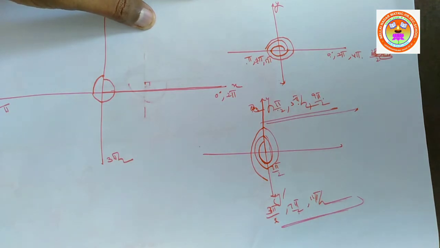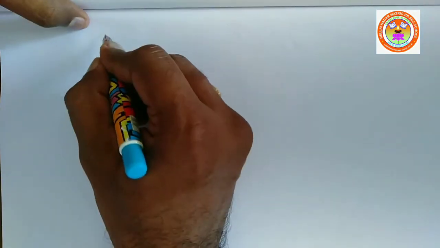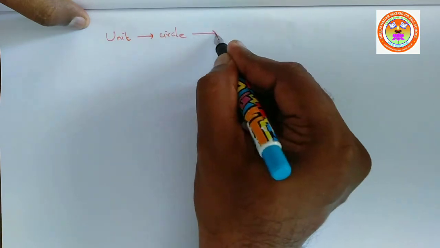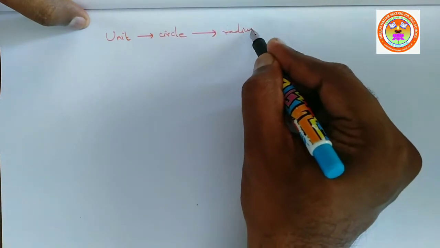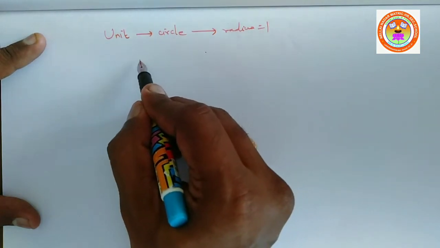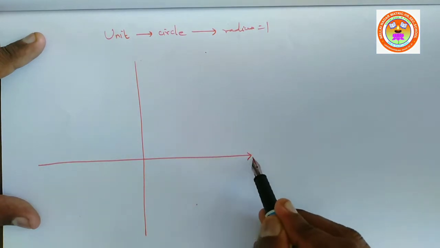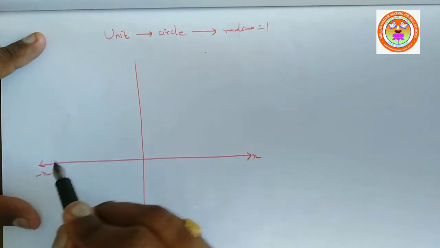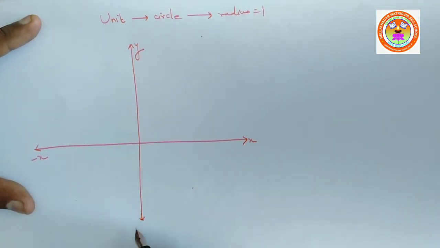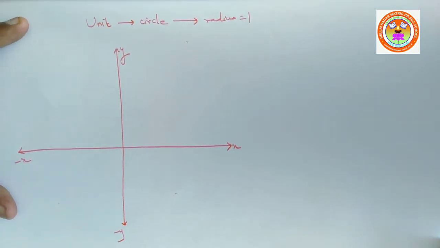So how am I going to solve? Listen. Students, I am going to take a unit circle. Unit circle is nothing but a circle whose radius is 1. So I am going to take a unit circle. This is the plus x-axis, this is the minus x-axis, plus y-axis and minus y-axis. Okay, I have taken the unit circle.